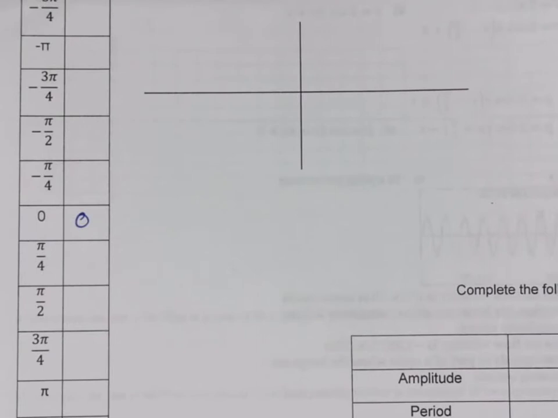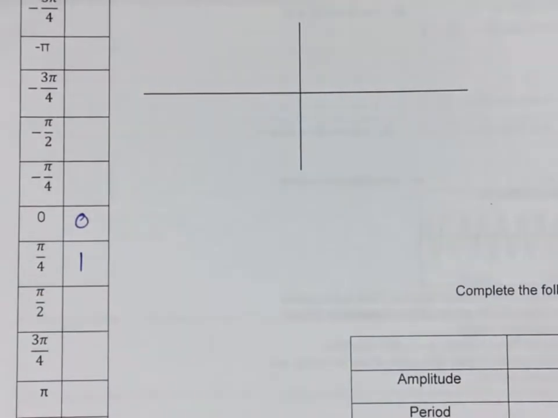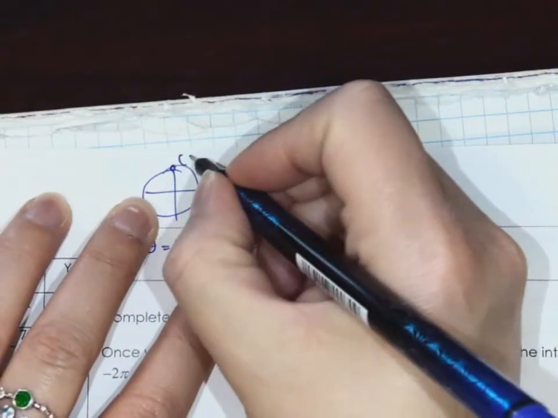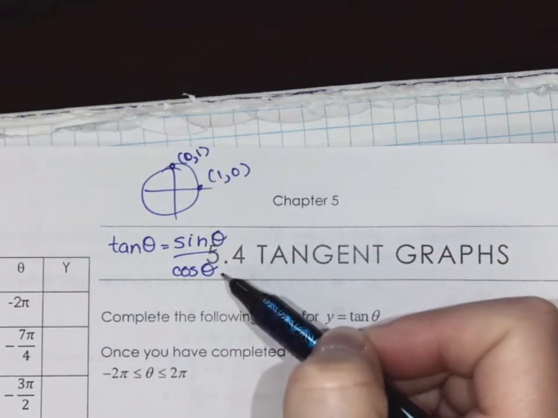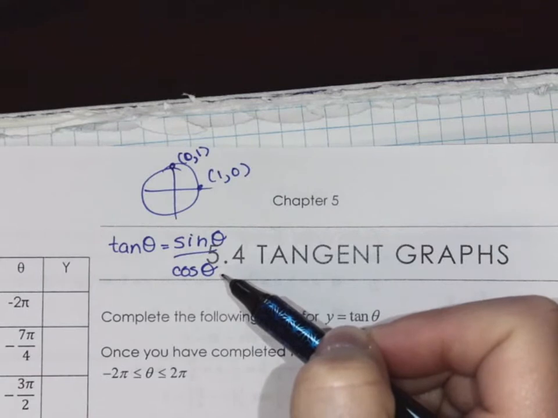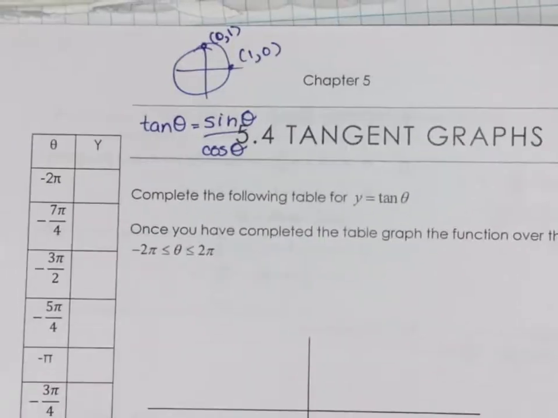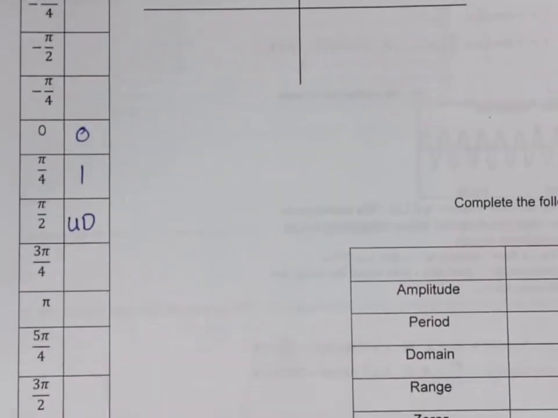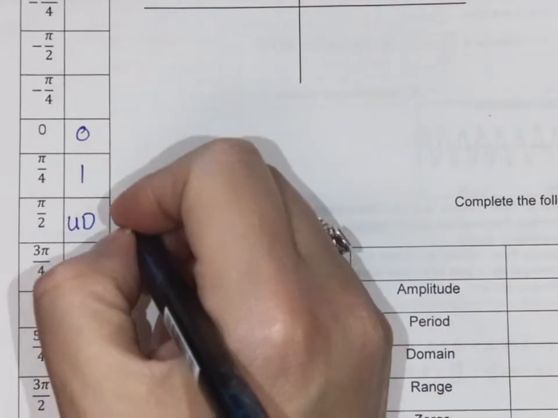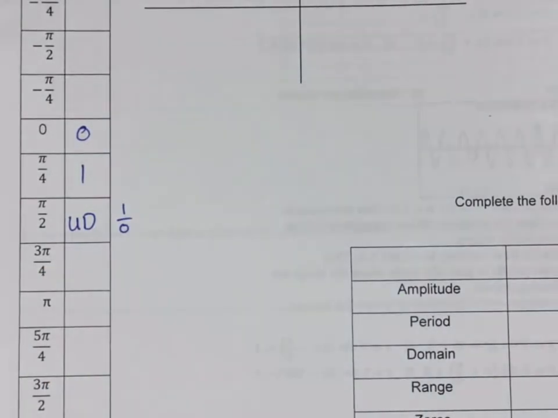At pi over 4, 1. At pi over 2, oh, this is a tricky one. So at pi over 2, we're up here, and that's going to be 0, 1. So now my 1 is on top and my 0 is on bottom. Not defined. Impossible. Undefined. So I'm going to call it a UD, undefined. Everybody okay with that? Because this is the 1 over 0 for the ratio. So that can't happen. If you put it in your calculator, it's going to give you an error.